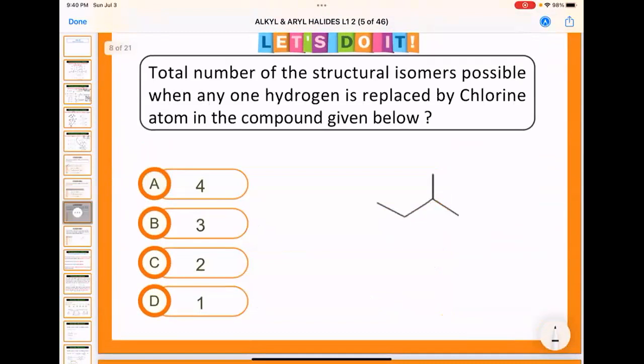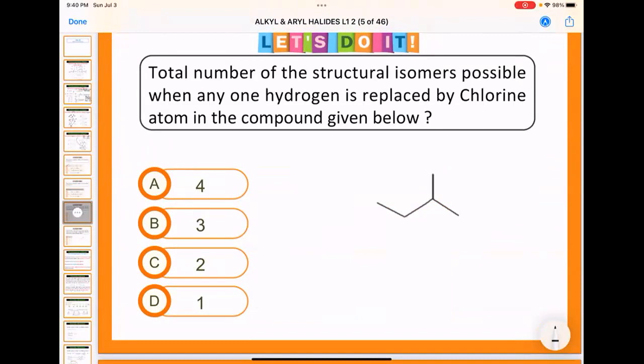So let's move to the next question. This is the same question which I talked to you about, which has been asked in many examinations. Now it has become a very famous question, so it is very common. Tell me quickly. Total number of structural isomers possible when one hydrogen is replaced by a chlorine atom in the given compound.